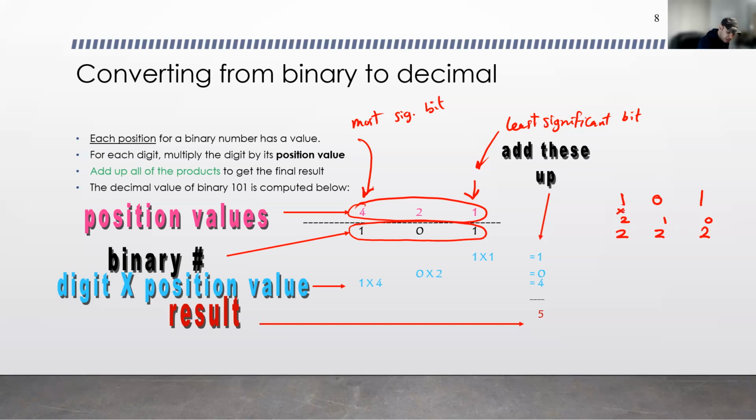Then multiply. 1 multiplied by 2 to the power of 0, which is 1, will give you 1. 0 multiplied by 2 to the power of 1 is 0. 1 multiplied by 2 to the power of 2, which is 4, will give us 4. Add these together. This will be 5. Very easy.